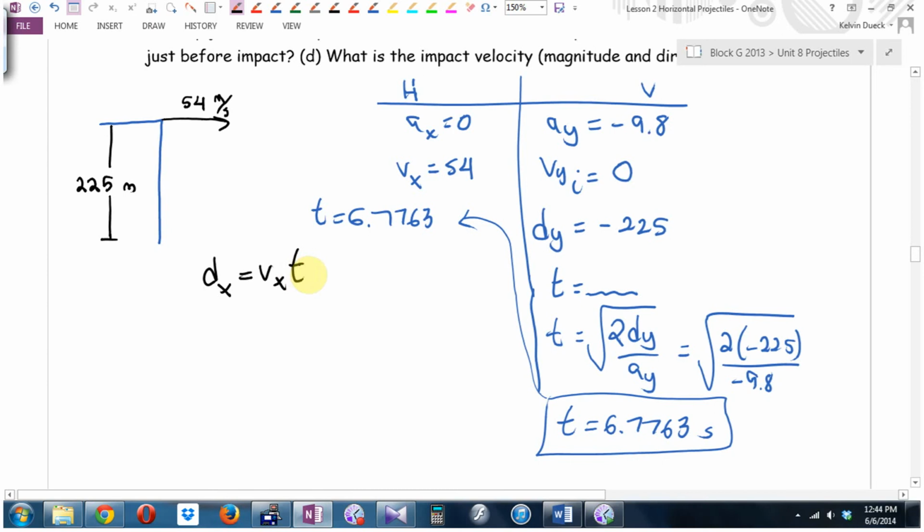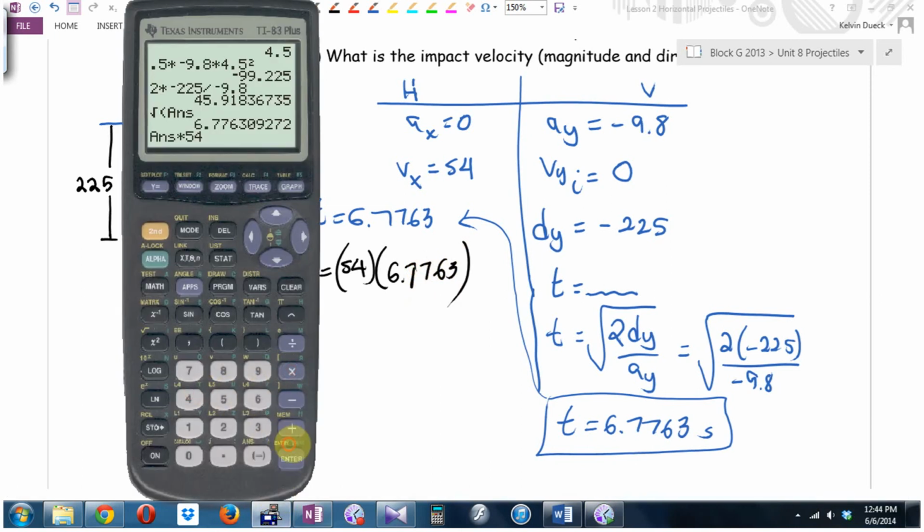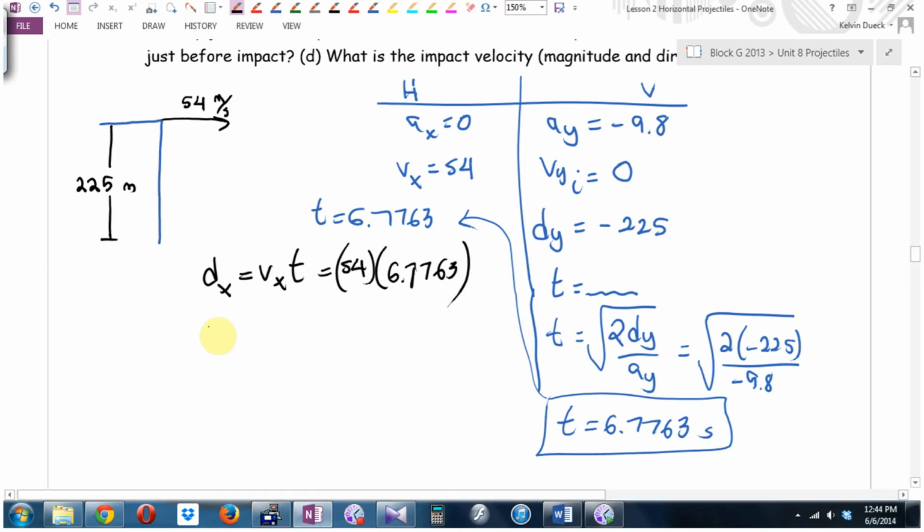Hey, Kalen, why did I stop there? Why didn't I write at plus a half AT squared? What's the most common mistake people make? They want to put the negative 9.8 here. They want to put a vertical acceleration into a horizontal equation. And that's not right. It's going to be 54 times 6.7763. 366? That's a good range. A, dx equals 366 meters. Let's put a little box around that.